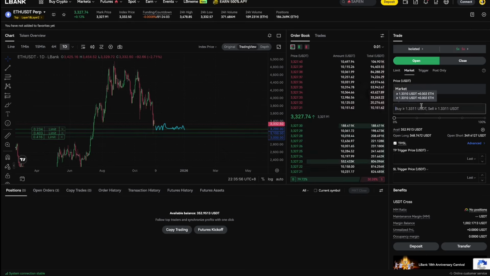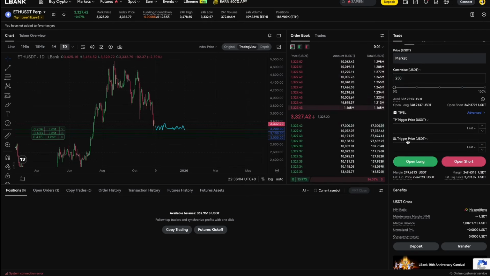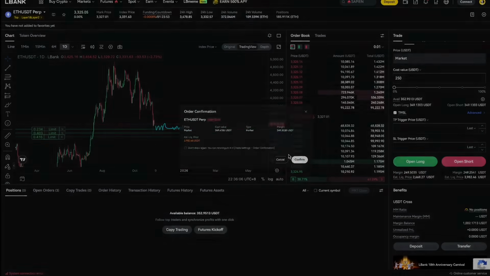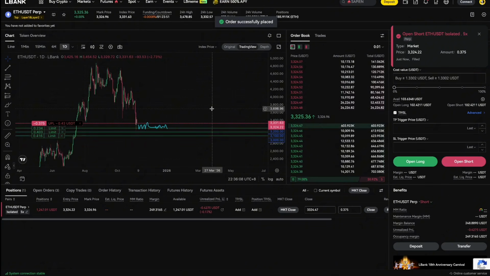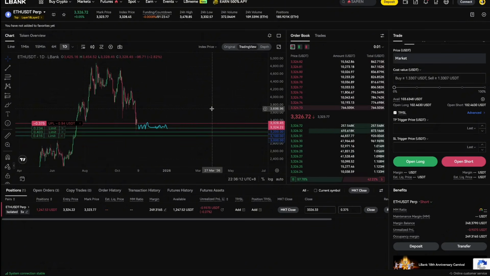So I'm only going to show this with a market order here at the current price, of course, then a $250 cost value setup once again, and then I'm going to open the short position, and you're just trading the other side of the market. It is exactly the same, but of course a short position is different than a long position. With short, you're betting on that the market is going to fall. With a long position, you think the market is going to be heading higher in the near future.